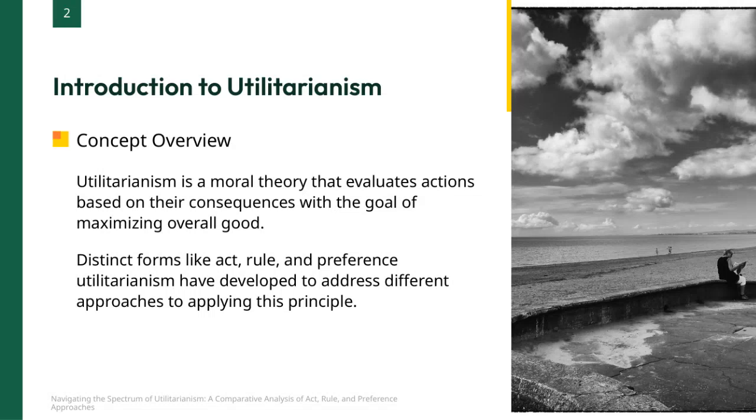Here we have an introduction to utilitarianism, which is a moral theory focused on evaluating actions by their outcomes. The key idea is to maximize overall good, meaning that the right choice is the one that produces the greatest benefit for the most people. There are different variations within this theory, including act utilitarianism, rule utilitarianism, and preference utilitarianism. Each of these approaches offers a unique way of applying the principle, whether by looking at individual acts, general rules, or the preferences of those affected. This foundational understanding helps us grasp how utilitarianism guides ethical decision-making.